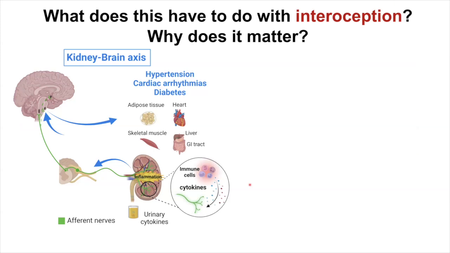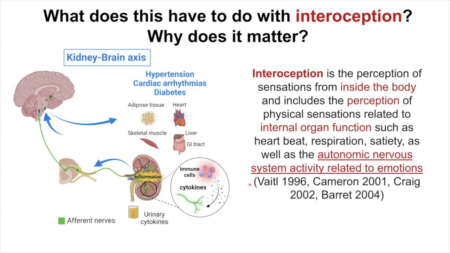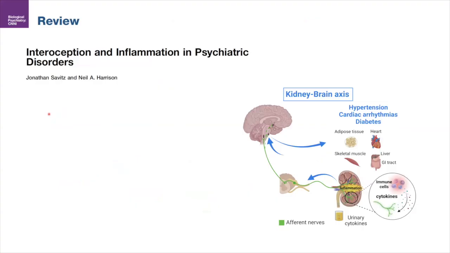So what does this have to do with interoception that I'm talking about? And why are we thinking about it? Why does it matter? So again, interoception is the perception of sensations from inside the body, includes the perception of physical sensations related to internal organ function, heartbeat and respiration, satiety, as well as autonomic nervous system activity related to emotions. And emotions is a key word there. And we're talking about information that we've been working on coming from the kidney and going to the brain.